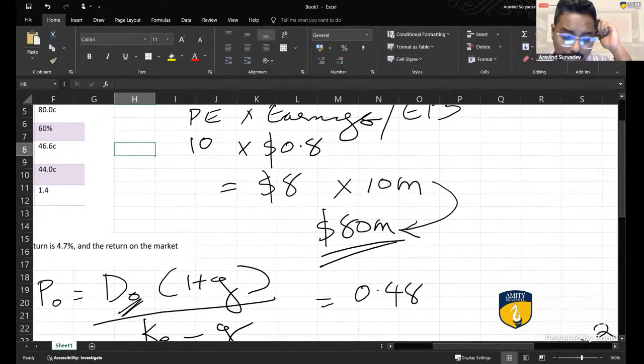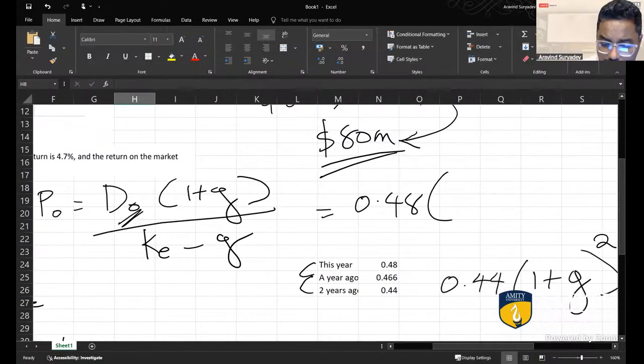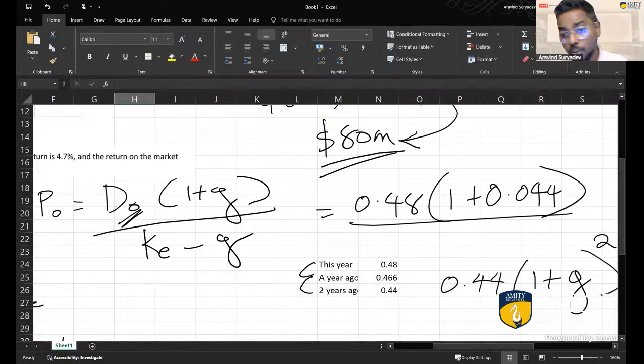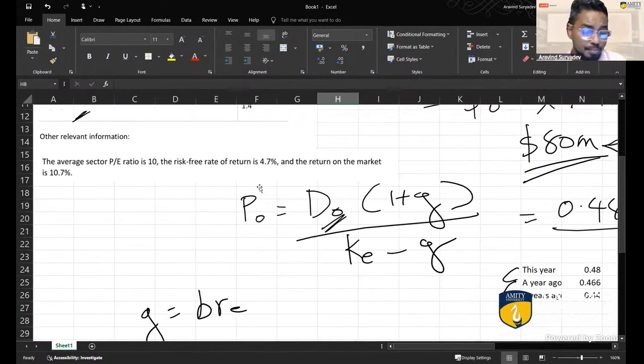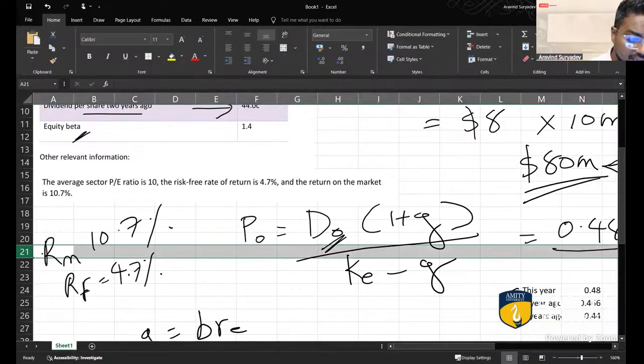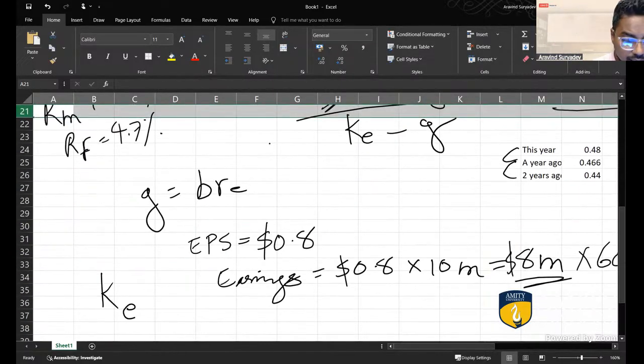Market cap can be calculated using that. But if we're going to find the price using the dividend model, 1 plus g, we just got the growth rate, that was 4.4%. So as a decimal, 4.4% would be 0.044, divided by Ke. We still haven't found out Ke. To find out Ke, we can use the CAPM model. The risk-free rate is known, 4.7%. And the return on the market seems to be 10.7%. This is Rm. The equity beta of the company is given as 1.4. Using this, I can find out Ke.